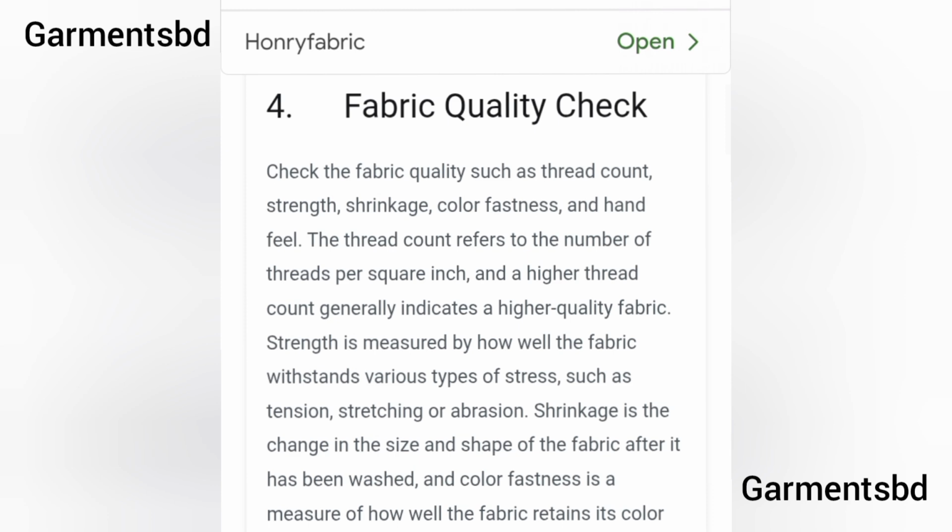Fabric quality check. I will tell you about the fabric quality check in the next video.